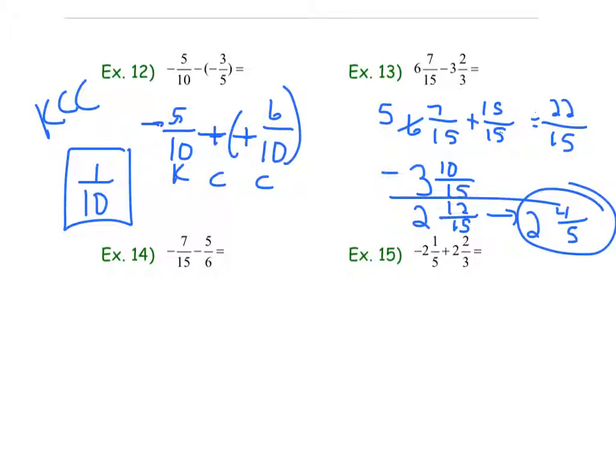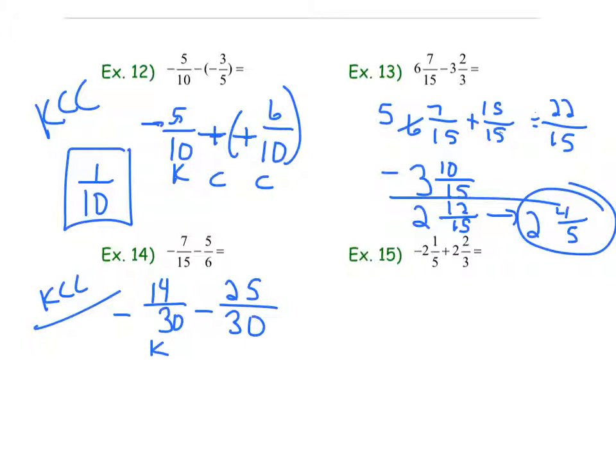I need to get a common denominator. So a common denominator, I believe, would be, let's see, 15 and 6, maybe 30. So 15 goes into 30 2 times, so 2 times 7 is 14. Minus, and then 6 goes into 30 5 times. 5 times 5 is 25. All right, now I need to work on my sign. So I am subtracting, and whenever I subtract, I do keep, change, change.